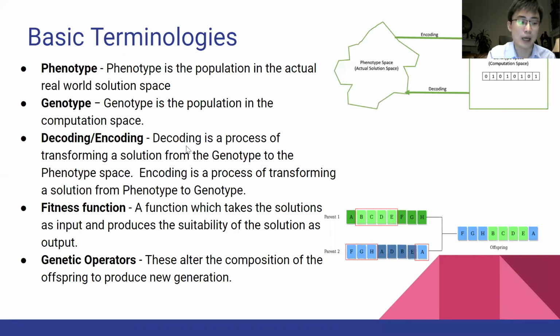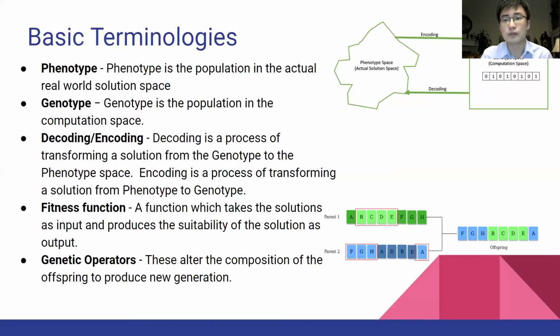Phenotype and genotype. Phenotype is a population in the actual real world space in which the solutions are represented the way they are represented in a real world situation. And genotype is a population in the computation space. The solutions are represented in a way which can be easily understood and manipulated using the computing system.